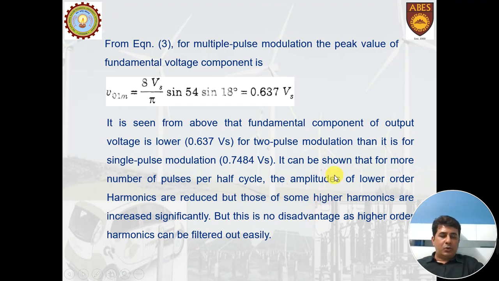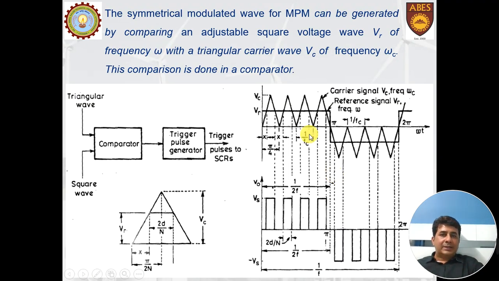Now, how do we get the modulated waveform? How do we get these pulses? To get this kind of pulsed voltage, we take a comparator. In a comparator, we input two types of waves. One is a triangular wave and another is a square wave. These two waveforms are compared in a comparator.